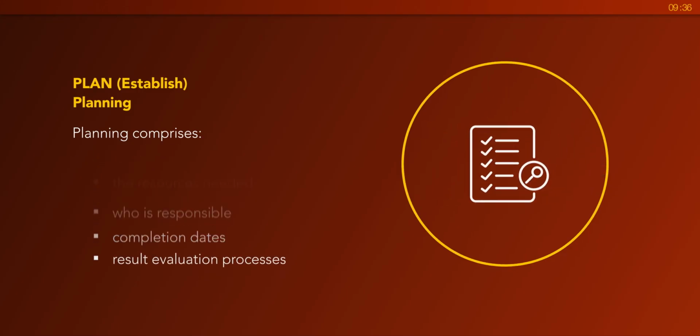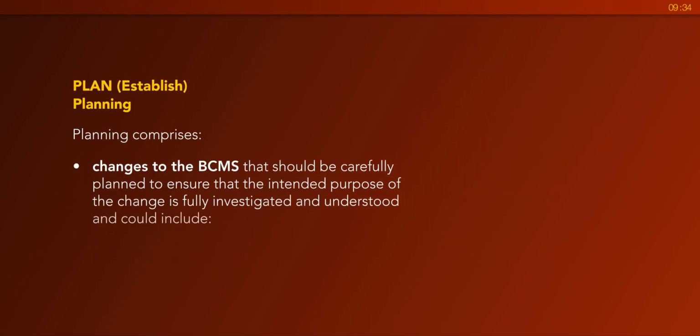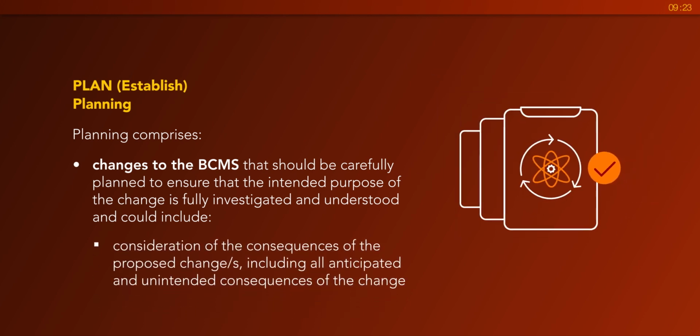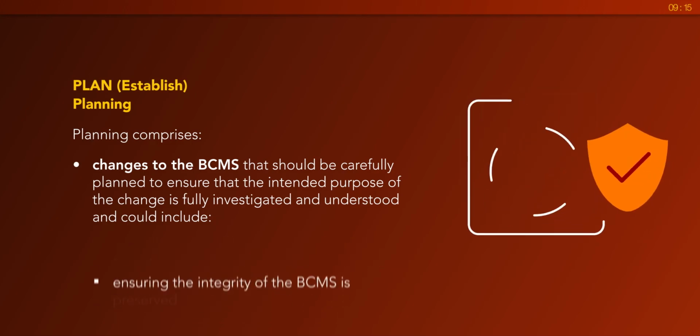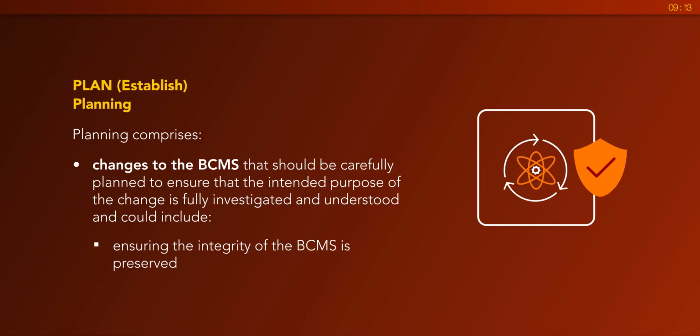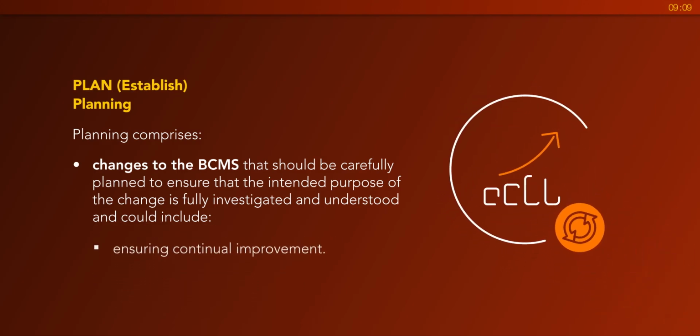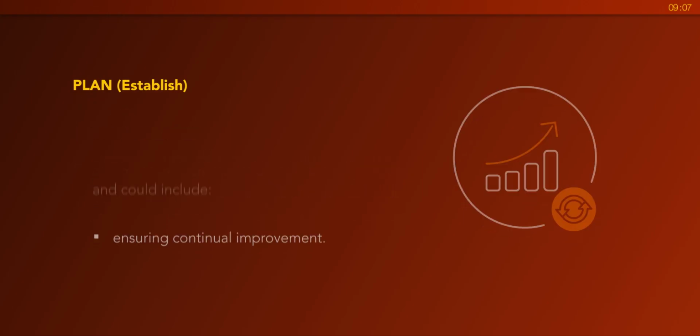And changes to the BCMS should be carefully planned to ensure that the intended purpose of the change is fully investigated and understood, and could include consideration of the consequences of the proposed changes, including all anticipated and unintended consequences of the change, ensuring the integrity of the BCMS is preserved, scheduled reviews, and/or ensuring continual improvement.